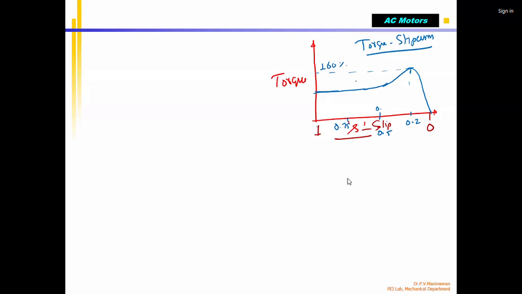The torque becomes 0 when slip equals 0. That means NS is equal to NR, the rotor is catching up, so there is no pulling power. Magnetically locked, then torque will not be produced in an induction motor. There has to be a slip, and the maximum torque happens at a slip value of 0.2 in an induction motor. That will be 160% of the rated torque.